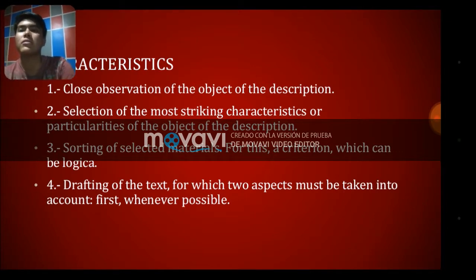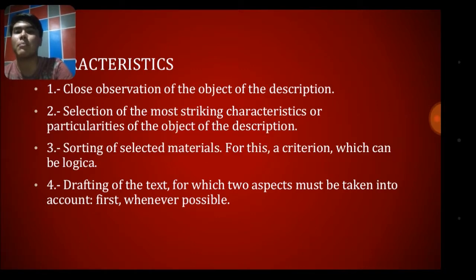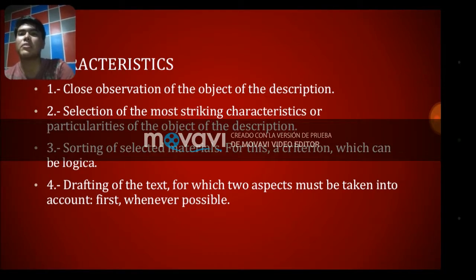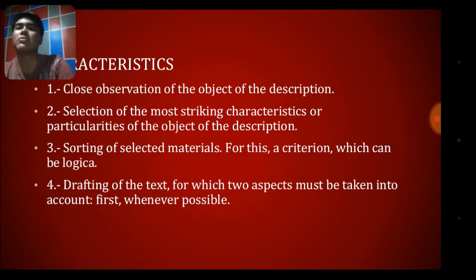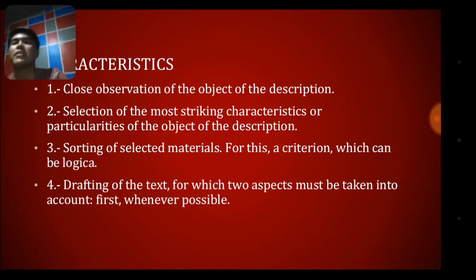It is very important to make an effort to remember as accurately as possible the details of the object of the text. Number 2. Selection of the most striking characteristics or particularities of the subject of the description, those that really identify it and differentiate it from other objects in the same class. Number 3. Sorting of selected materials. For this, a criterion which can be logical, from the general to the particular, from the most important to the least one, or spatial, from right to left, from top to bottom, must be fixed.